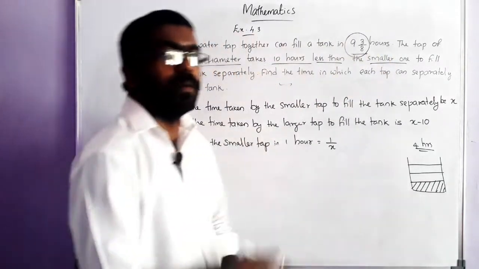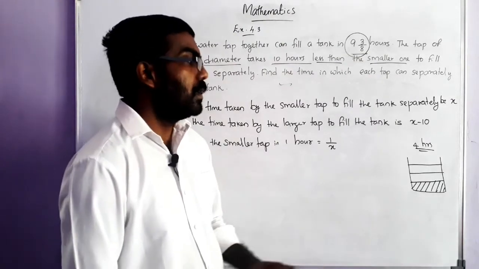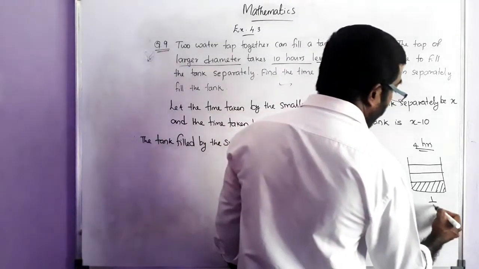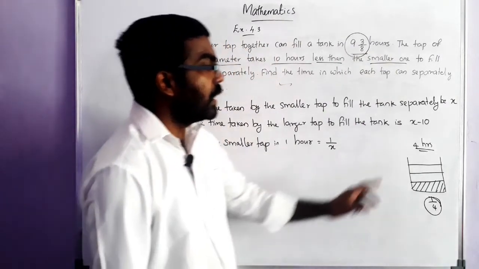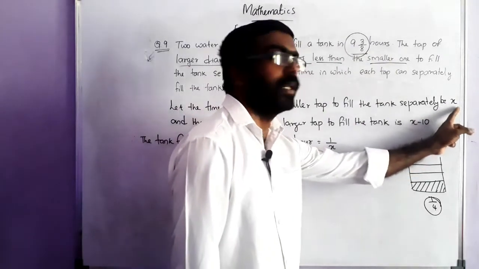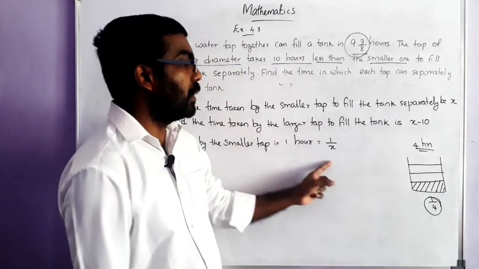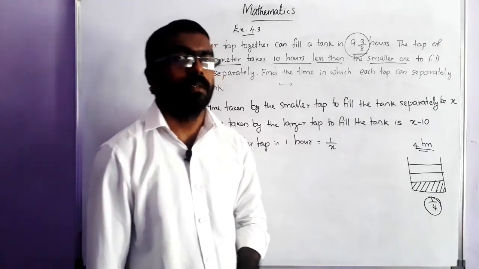Okay, in 2 hours, half portion will be filled. In 3 hours, 3 by 4 portion will be filled. So in 1 hour, 1 by 4th portion will be filled by the tap. Similarly, here the time taken by the smaller tap is x hours. So in 1 hour, how much portion will be filled? 1 by x portion of the tank will be filled. Understood? Okay.